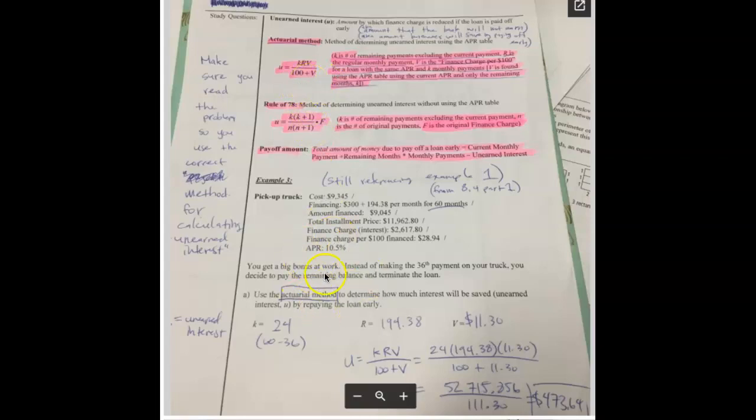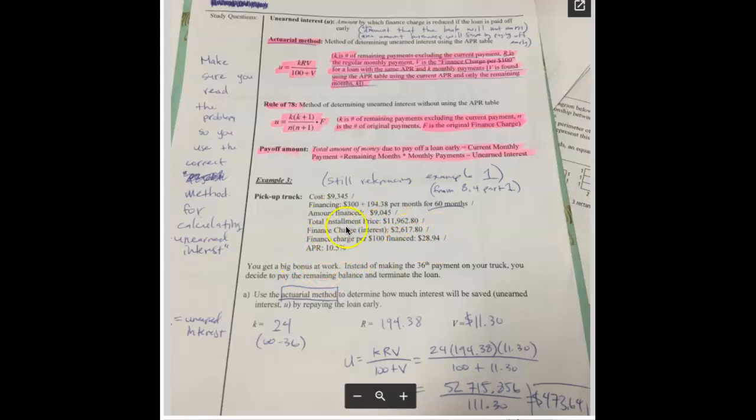So let's say in this first problem, let's read it real quick. This pickup truck: the cost was $9,345. For the financing, it's $300 down plus $194.38 per month for 60 months. The amount financed is $9,045. The total installment price is $11,962.80. The interest, aka the finance charge, is $2,617.80. The finance charge per $100 financed is $28.94, and the APR is 10.5%.